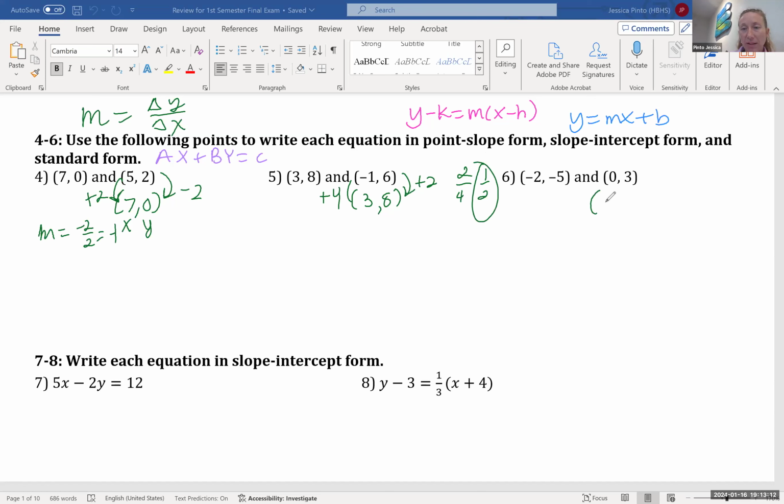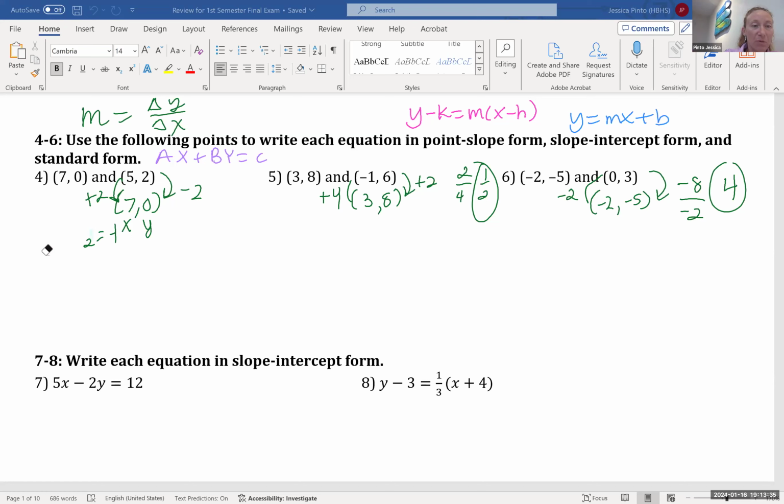For 6, I'm going to put it down here, -2, -5. To go from 3 to -5, that's subtracting 8. To go from 0 to -2, that's subtracting -2. And a -2 divided by negative is a positive, so we're getting 4 as the slope there. So first we find the slope.